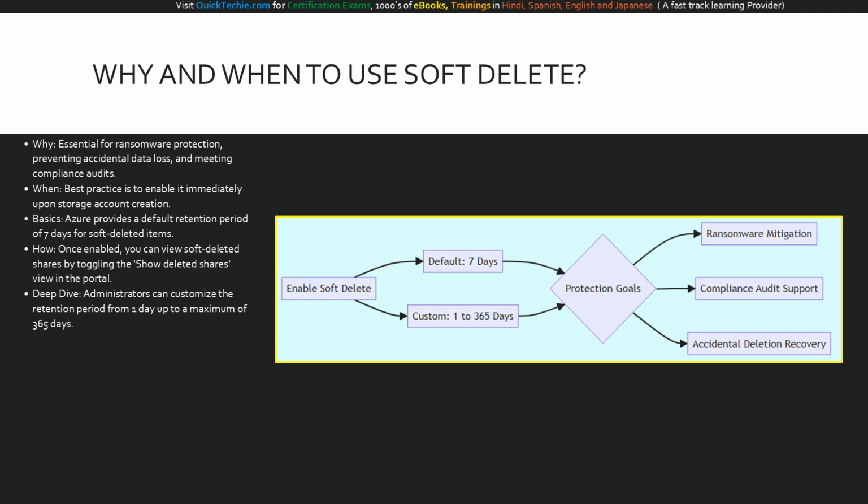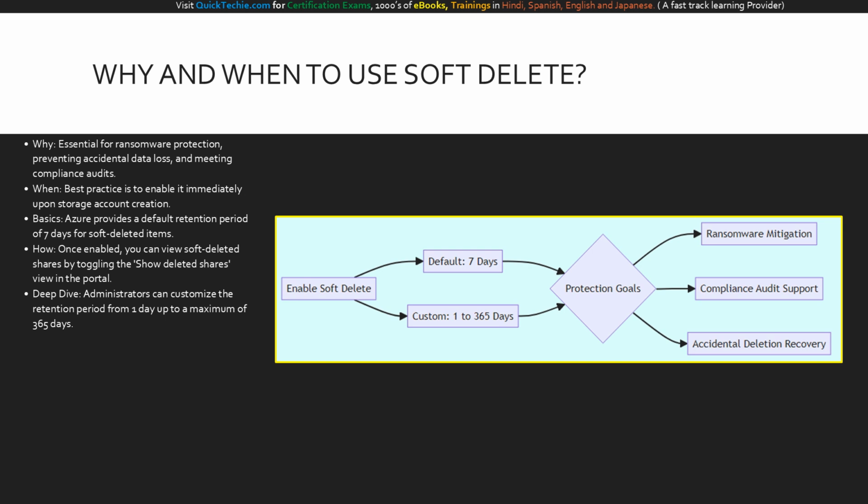Why should you implement soft delete, and when should you use it? You should use it to protect your business against ransomware attacks where actors try to delete your backups, malicious insiders, and simple accidental deletions. It is a critical component for meeting corporate compliance. When should you enable it? Best practice dictates enabling it immediately upon creating your storage account. For the basics, Azure sets a default retention period of 7 days for soft deleted items. How do you find the deleted data? In the Azure portal, you simply toggle the Show Deleted Shares view to see and recover them.